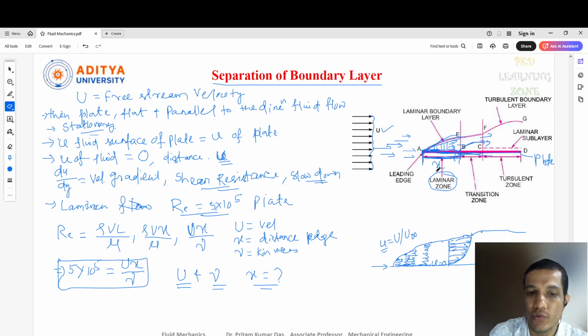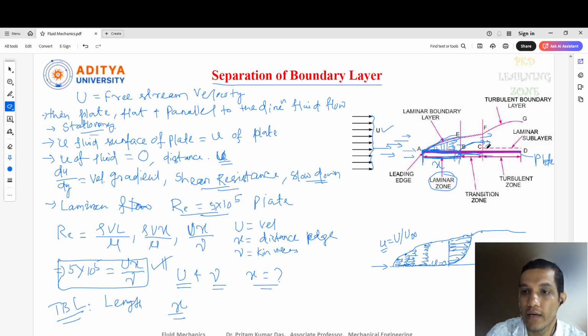So in the turbulent zone also, how can we identify it? When the length or distance is more than the distance X, which will be calculated by applying this equation, then we can say that from that region it is called the turbulent boundary layer.